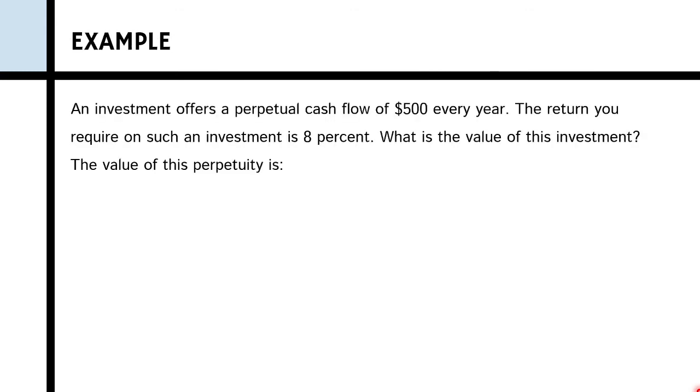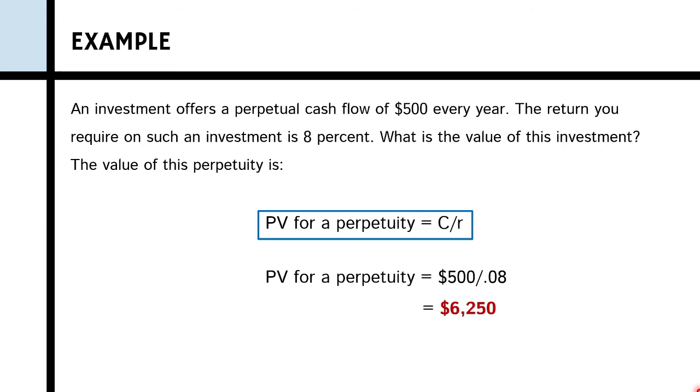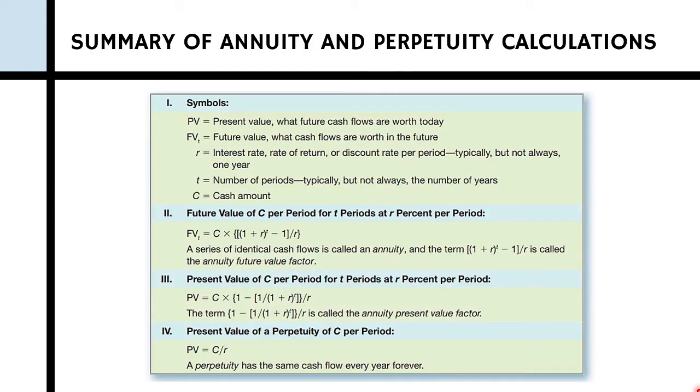For example, an investment offers a perpetual cash flow of $500 every year. The return you require on such an investment is 8%. What is the value of this investment? The value of this perpetuity, perpetuity PV, is equal to $500 divided by 0.08, and we will get $6,250. Next, dito sa table, makikita natin yung summary, annuity and perpetuity calculations. As you can see, nakalagay sa table yung mga symbols as well as its meanings, at makikita rin sa table yung formulas na na-discuss natin kanina.